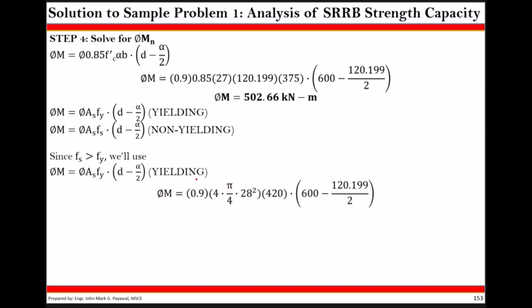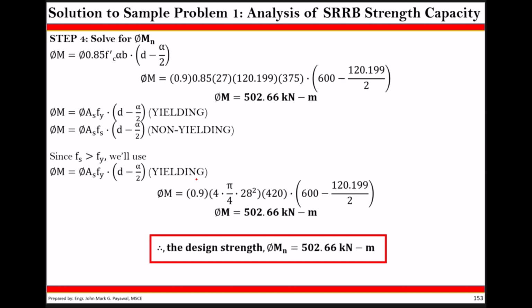The working equation would be 0.94 times pi over 4, 28 squared, times your Fy from the problem, which is 420, times the effective depth 600 minus the stored value of alpha. For presentation only, I reflected 120.199, but please make sure you're using the stored value. Computing for the design strength, it should result to 502.66 kilonewton meter. Therefore, whether you're using compression or tension forces, you would yield the same value for the design strength.